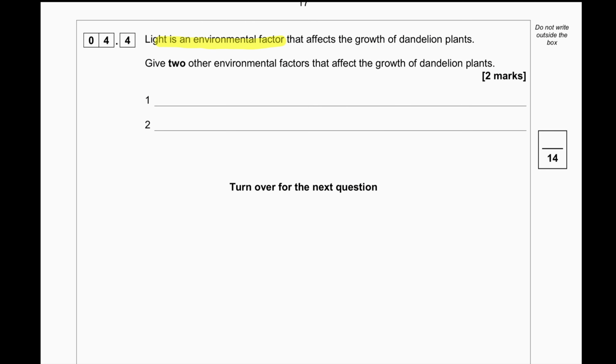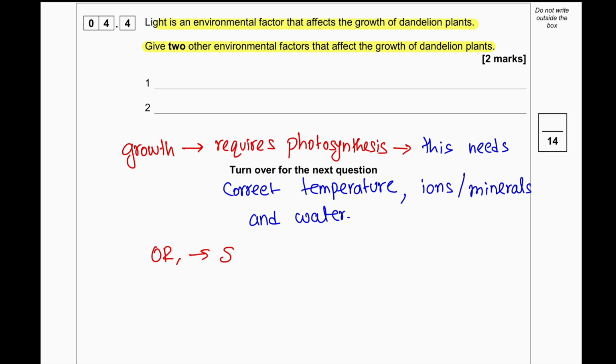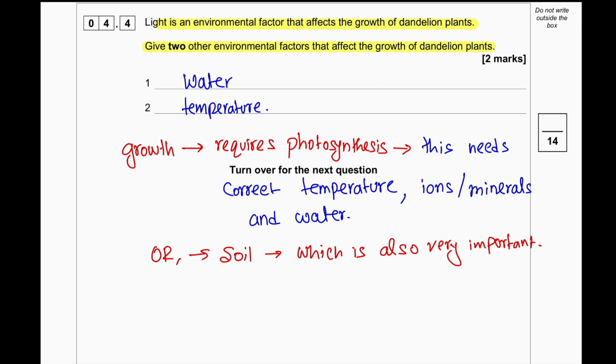Light is an environmental factor that affects the growth of dandelion plants. Give two other environmental factors that affect the growth of dandelion plants. The thought process for this answer: growth requires photosynthesis, which needs the correct temperature, mineral ions, and water or soil, which is also very important. So the answer will be water and temperature.